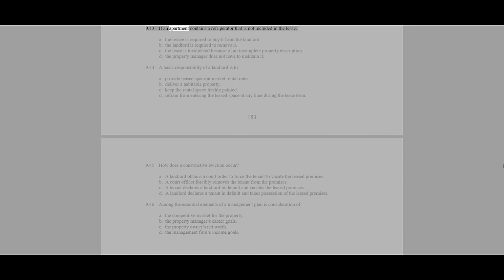9.43 If an apartment contains a refrigerator that is not included in the lease, A. The lessee is required to buy it from the landlord. B. The landlord is required to remove it. C. The lease is invalidated because of an incomplete property description. D. The property manager does not have to maintain it.